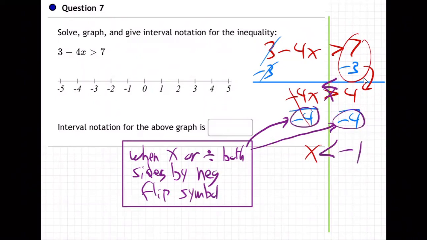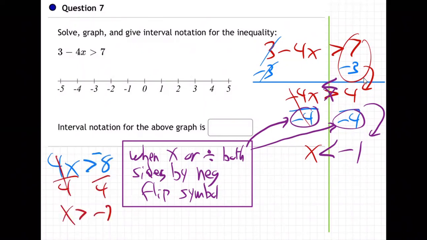The answer comes out -1, because positive over negative is negative. But what if that 4 had originally been a -4 and the answer came out positive 1? I would still flip the symbol because I'm dividing by a negative. What if I had regular 4x greater than -8, and I divided both sides by positive 4? Then that would be x greater than -2. I would not flip the symbol in that case. That one would be a no flip.